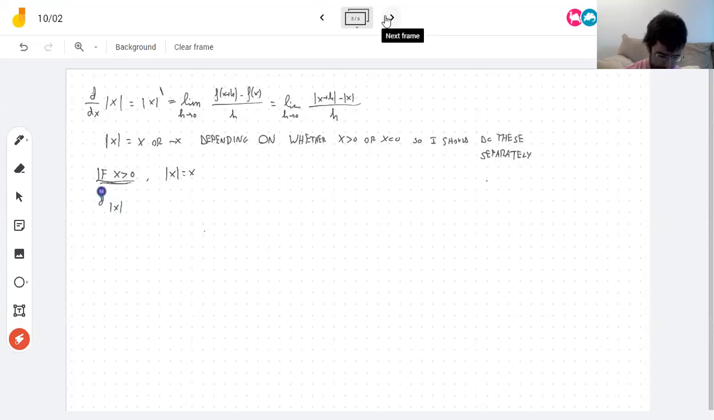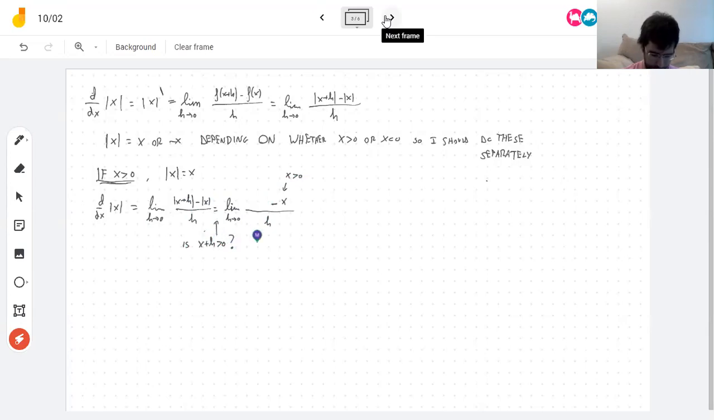And the derivative is the limit. Well, it was this limit. So I said the absolute value of x is just itself, so I can replace the absolute value by just x. And now what happens to x plus h? What I know about h is that it's close to zero, and I know that x is positive. So the question is, is x plus h positive or negative?